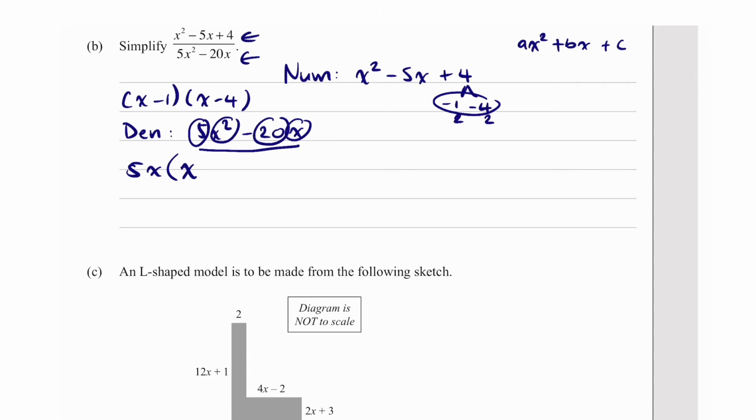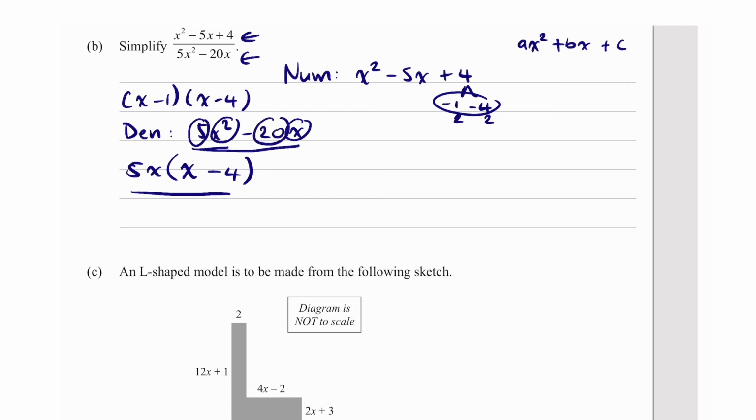5x times x gives me 5x squared. So that's that part done. We move on to our next term. 5x times what gives me negative 20x? 5x times negative 4 gives me negative 20x. So this is my factorized denominator.